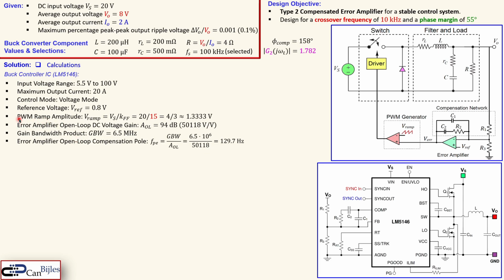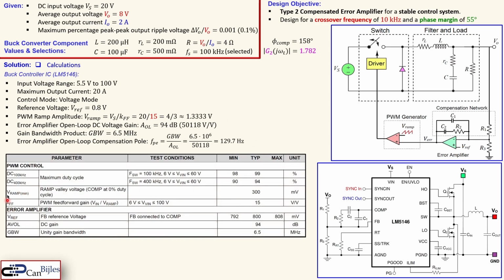And also the PWM ramp amplitude is given by this VS, which is R20 over 15. So there is already a gain of 15 for the modulator part. So we need to actually divide by 15 in order to determine how much your V ramp should be. That is in this case 1.333 volts. There's also a value of the error amplifier DC open loop gain and bandwidth product. Now using these values we can also calculate the pole for the error amplifier itself.